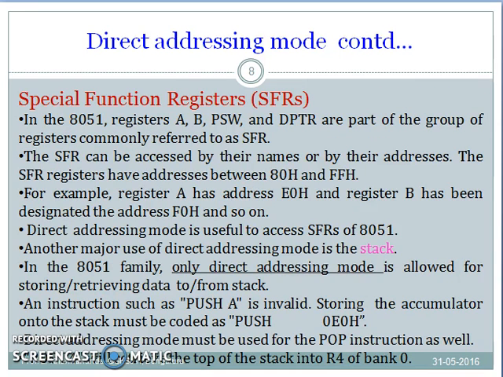Now, if you want to access the special function registers of the 8051, the list is given here. There are a lot of special function registers available in the 8051, like A, B, PSW, Port 0, Port 1, TMOD, TCON, etc. All of them are accessed using their addresses. The address ranges between 80H to FFH. So we can use the direct addressing mode even to access the special function registers.